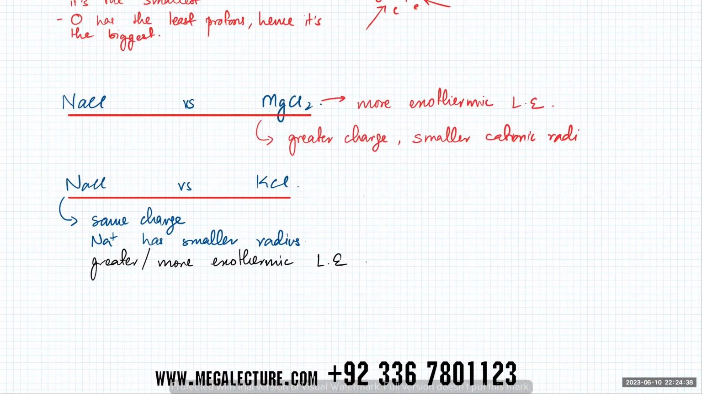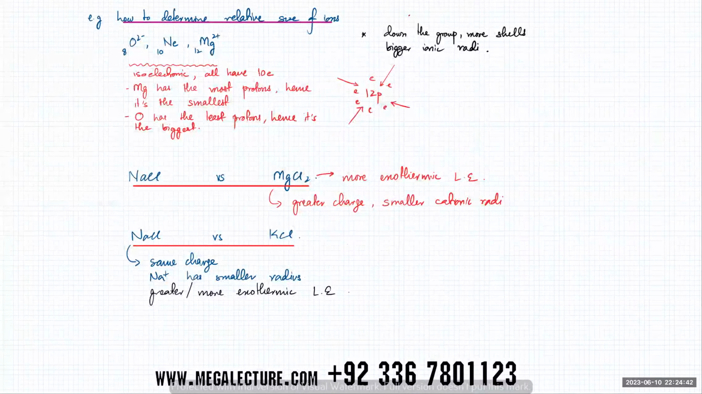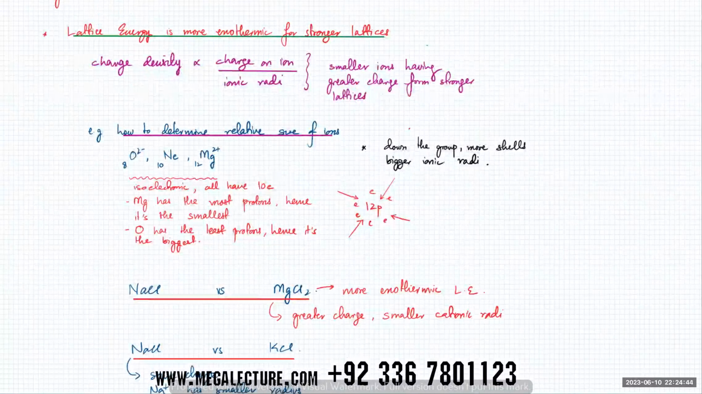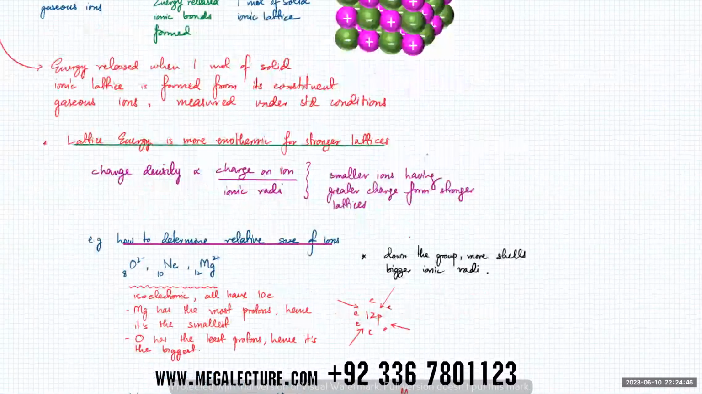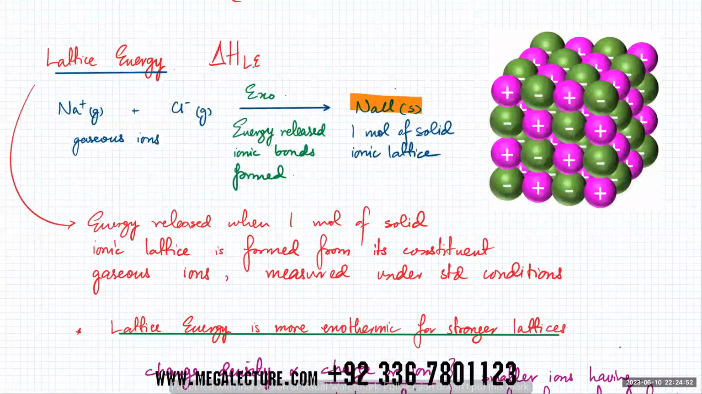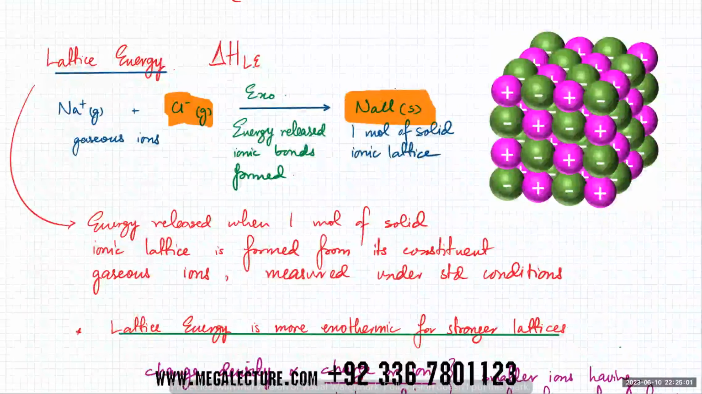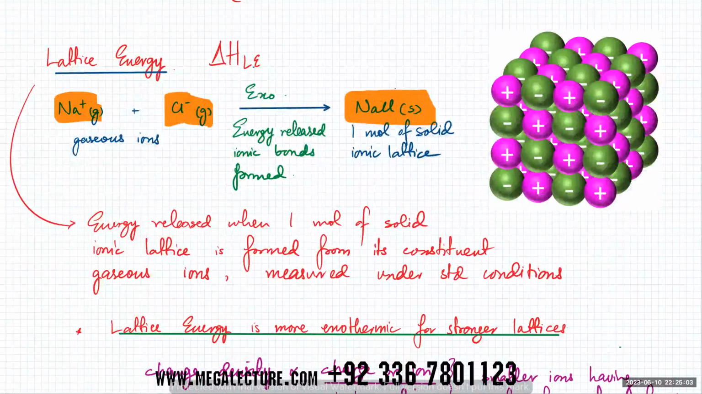Is this clear? Yeah. So lattice energy is the energy that is released when 1 mole of solid ionic lattice is formed from its gaseous ions.